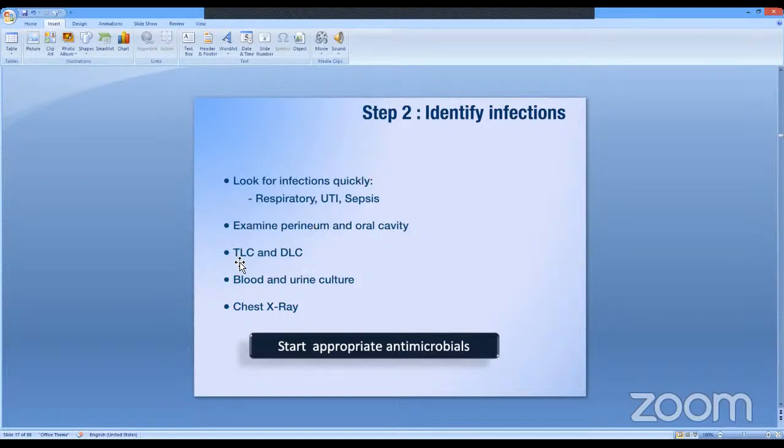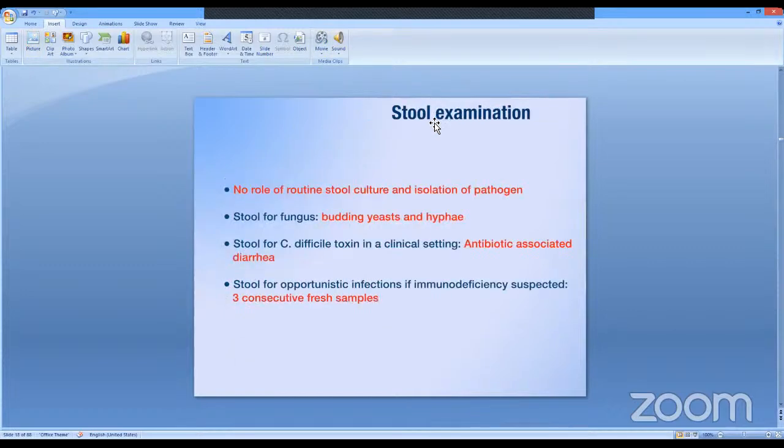TLC, DLC will indicate systemic infection. Blood and urine culture will also identify infection, and chest X-ray may also help us to rule out other systemic infections. And according to the site or causative organism, we have to start appropriate antimicrobials. So stool examination: we very frequently prescribe examination of the stool, but that examination will help us very rarely, except in few situations.